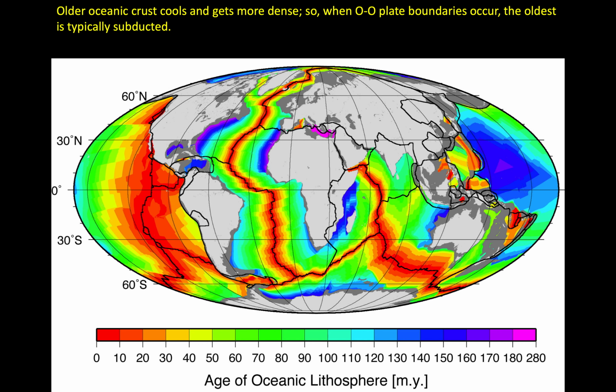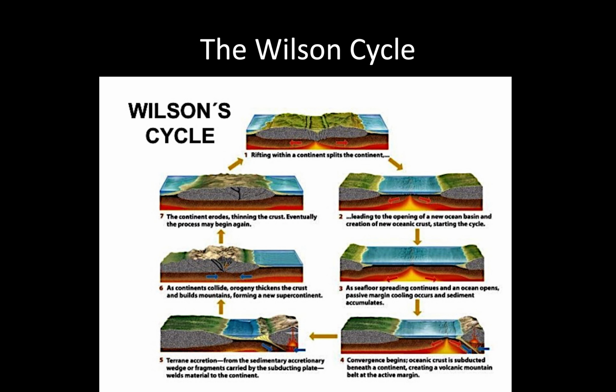Well, remember, older oceanic crust gets more dense, so ocean crust generally always subducts. There are rare instances where some of it is saved, but 99.999% of the time, it's going to subduct. That's why we don't have very old ocean crust.